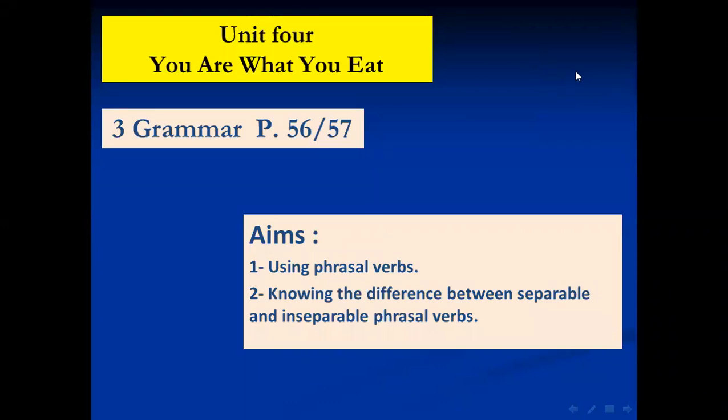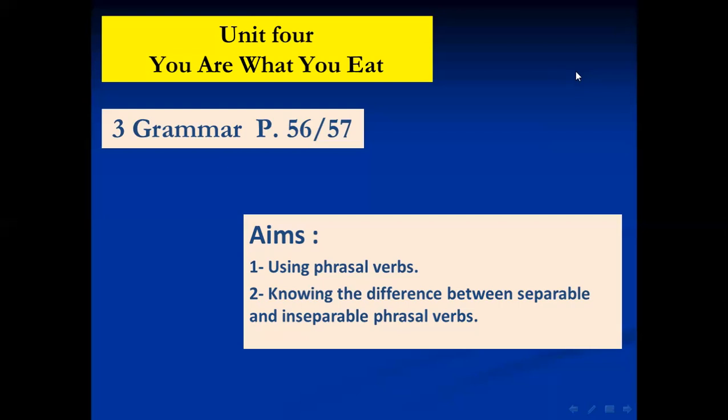Our today's lesson is grammar on pages 56 and 57. We have two aims that we want to achieve today. The first aim is using phrasal verbs. Number two, knowing the difference between separable and inseparable phrasal verbs. We will learn what phrasal verbs are, and we will be able to differentiate between separable and inseparable phrasal verbs.